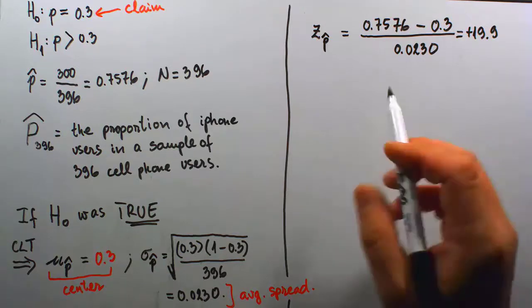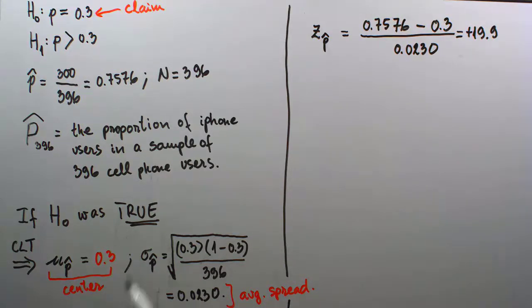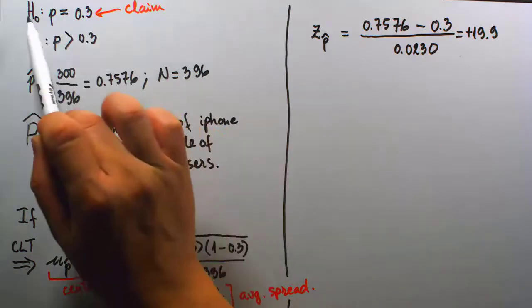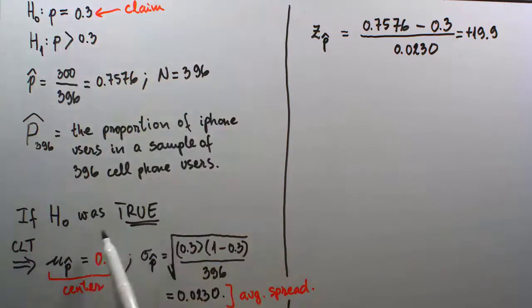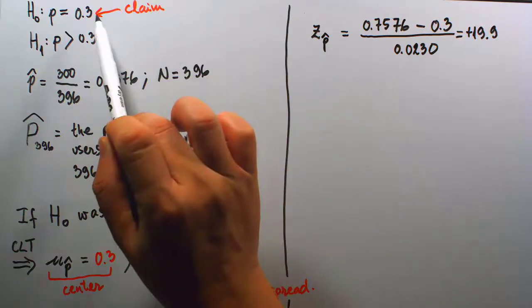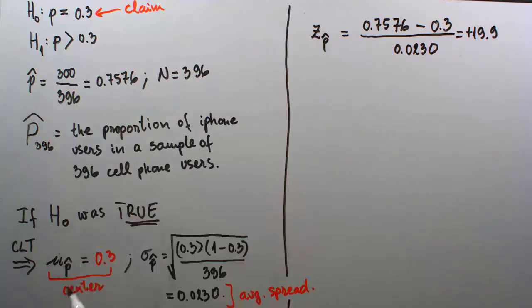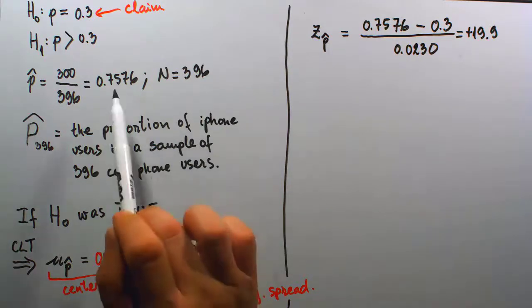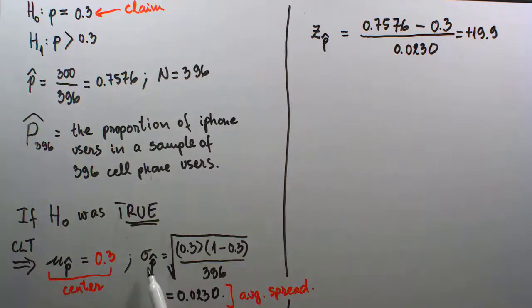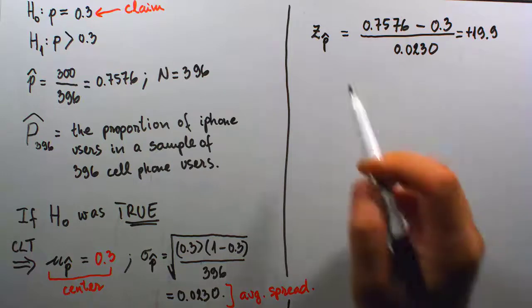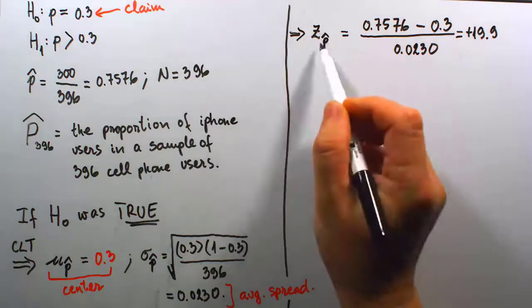Okay. So now, at this point, we understand the consequence of making a claim. Anyone making a claim right here, then if we let that claim be true, that claim value in the null hypothesis statement consequently becomes the center of all sampling values. And also the average spread of all sample proportion values can be found by the formula proven in the central limit theorem. And so once having center and average spread, then we can always find the z-score for our particular sample.